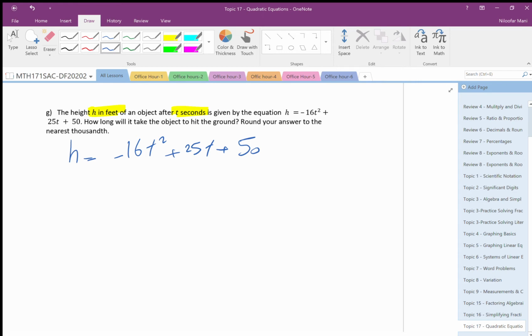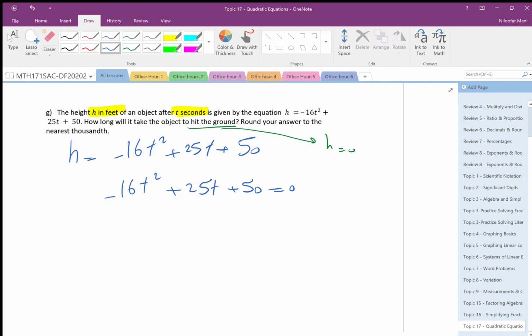Then it asks, how long does it take the object to hit the ground? When the object hits the ground, that means h equals 0. So I want to find what t makes this quadratic equation equal 0. In other words, I am looking for roots or solutions for this quadratic.